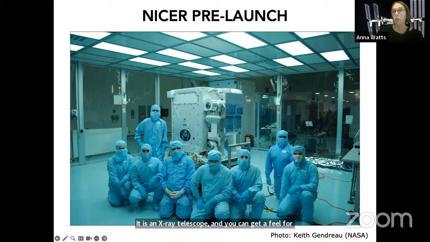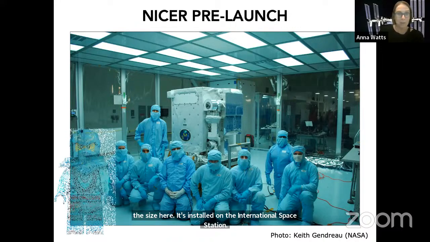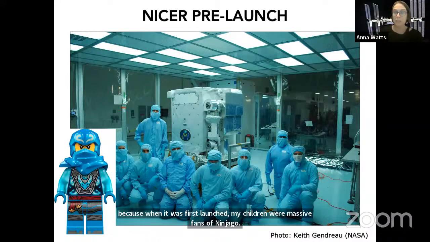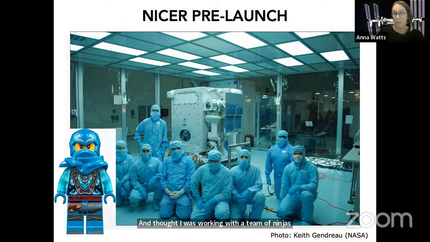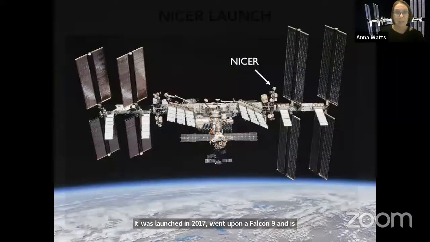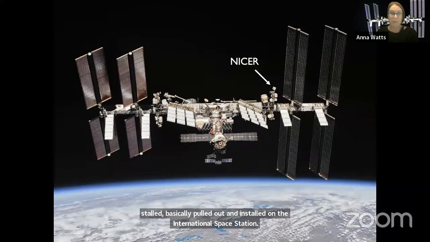This is one of my all-time favorite photographs of NICER, because when it was first launched, my children were massive fans of Ninjago and thought I was working with a team of ninjas. They now sadly know better. It was launched in 2017, went up on a Falcon 9, and was pulled out and installed on the International Space Station. So if we come to the picture of the International Space Station, this is where NICER sits.